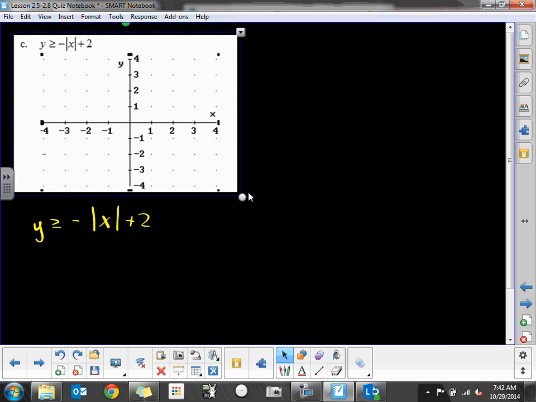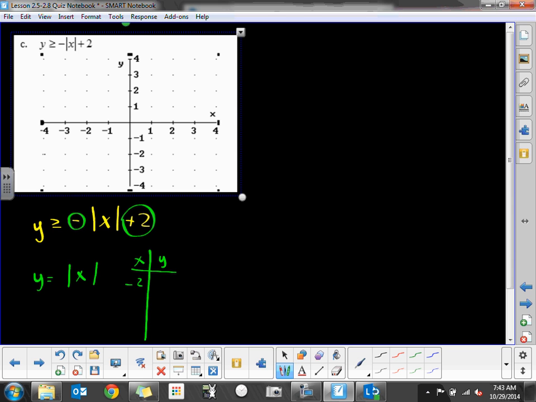And the way that we're going to graph our absolute value graph is by knowing what the absolute value of x looks like. So what we're going to look at is what does y equals absolute value of x, our parent function, and then from there we're going to adjust it with our transformations of adding 2 and multiplying by a negative out front.